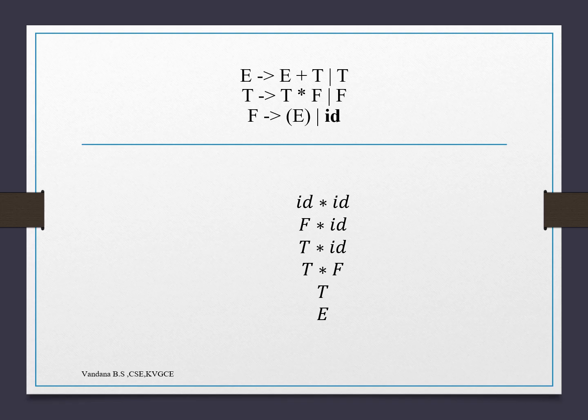In every step, we start with the input symbol, and the input is replaced or reduced by a corresponding production. For example, look at the first step, ID star ID, and the first ID is reduced by F. How? Because F derives ID, right? In the second step, F is reduced by T. In the third step, the last ID is reduced by F. Hence T star F is reduced by T, and then T is reduced by E.